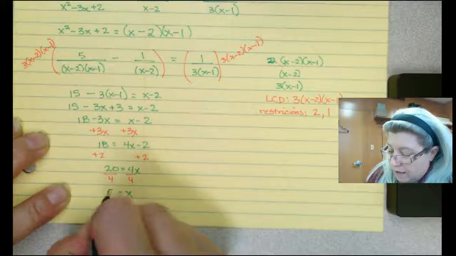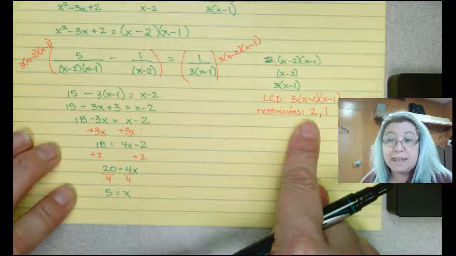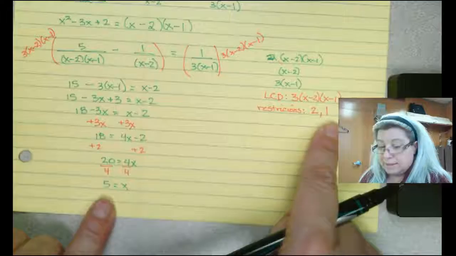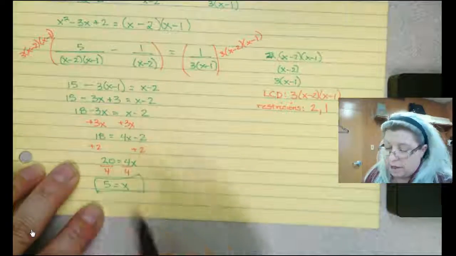X equals 5. And before I put a box around this answer, I want to go back to my restrictions and see if I hit any of my restrictions. My restrictions are 2 and 1. Since 5 is neither 2 nor 1, I found my answer.